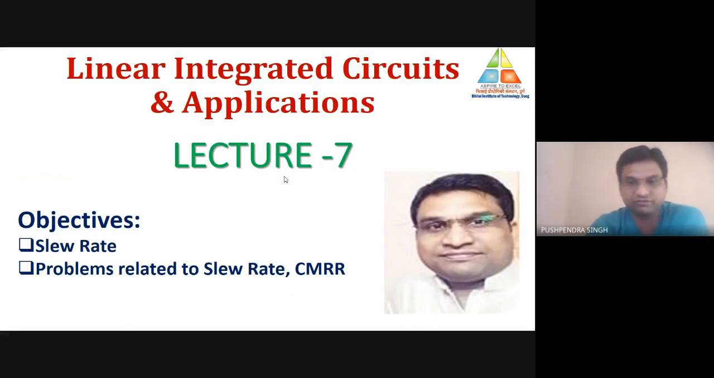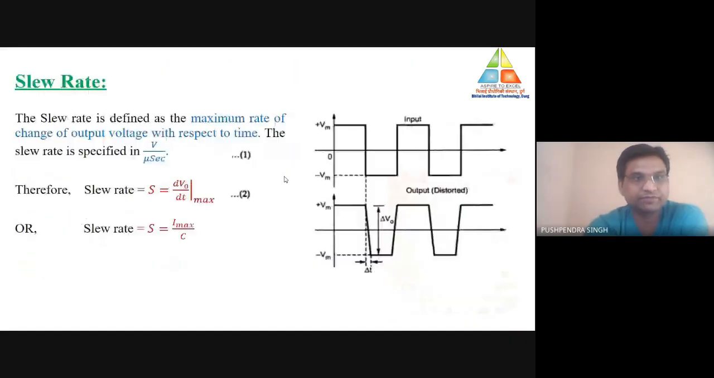Now today, first of all, we are going to discuss the slew rate. So what basically is the slew rate? The slew rate is nothing but the maximum rate of change of output with respect to time, where the unit of the slew rate is volt per microsecond.